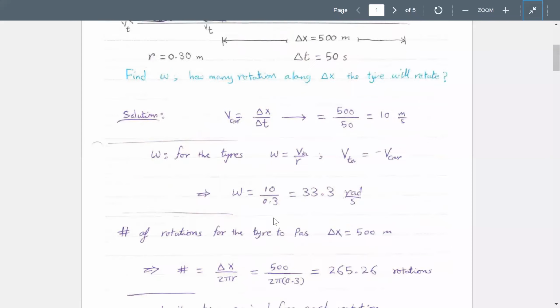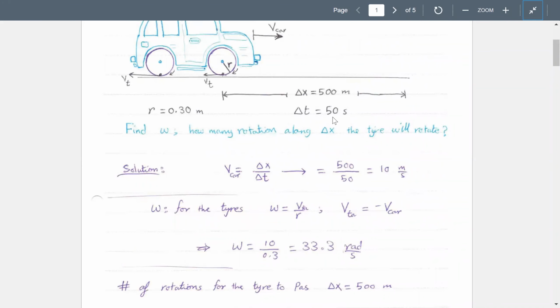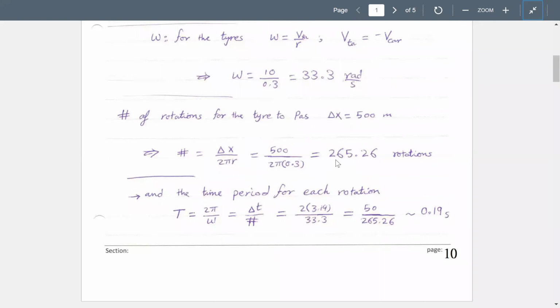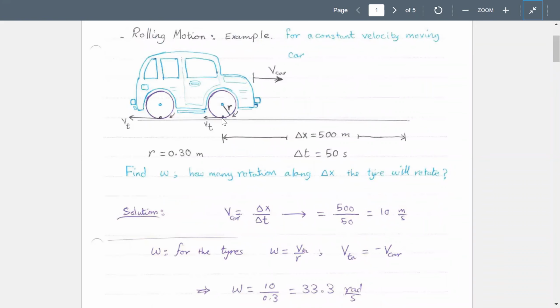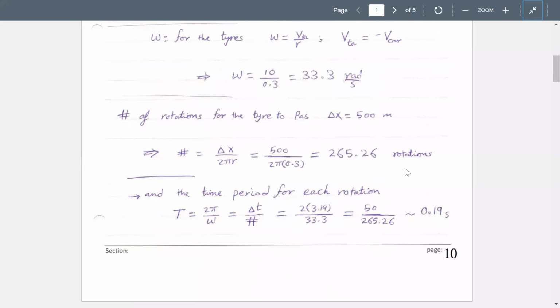Now, the total time is 50 seconds. We have 265.26 rotations. So we have 265 rotations during 50 seconds. If we divide the 50 seconds over the number of rotations, it will give us also the time for each rotation, which is the period, which is almost 0.2 seconds. Any question about this?